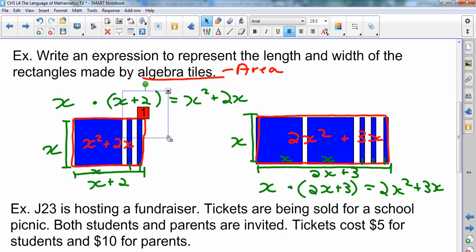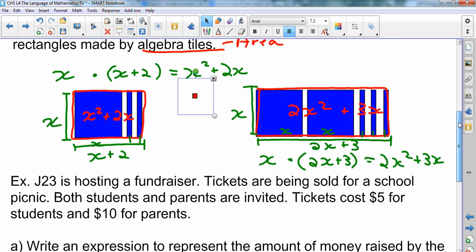So here, let's see if I can make it the same size. Okay, so we could line up ones there because the length's the same, but I couldn't line up ones along this side because we don't know the exact value. It's a variable. So just to kind of give you an idea for that.